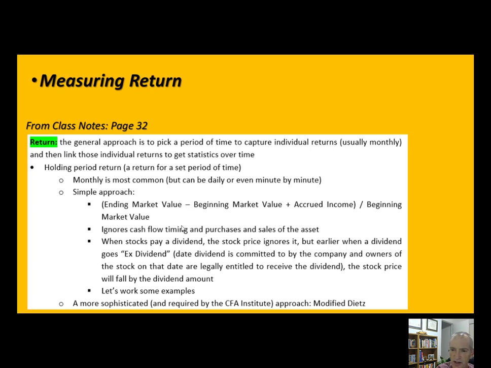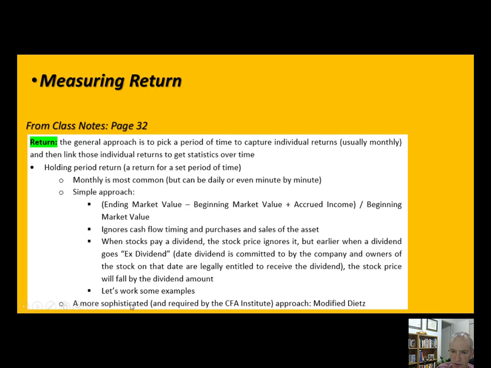So let's say you started with $1 million and you ended with $3 million, but that's because you bought $1.9 million worth of securities. So you go from 1 million to 3 million. Part of it is because the market value went up 100,000, but part of it is because you bought another 1.9 million. Well, this formula will not work in that situation. It only works if there have not been any purchases or sales of the asset during that period of time.